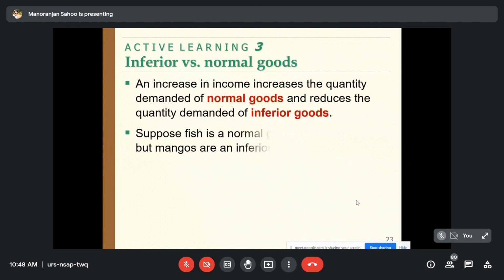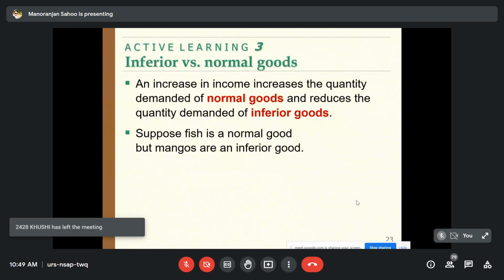Okay, there will be two more slides that I will explain, and then we'll wind up. The difference between normal goods and inferior goods: a particular good is called a normal good when there is a positive income effect. With an increase in your income, if the demand for the commodity increases, then it is called a normal good. But if there is a negative income effect for a particular commodity, then it is called an inferior good. Suppose if your income is less, you are purchasing more fish.